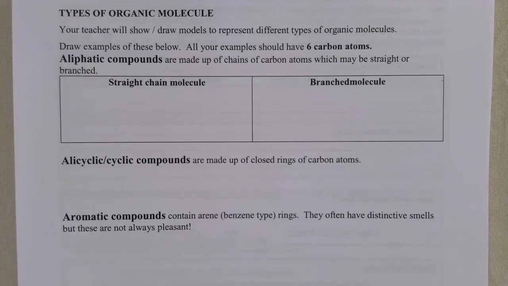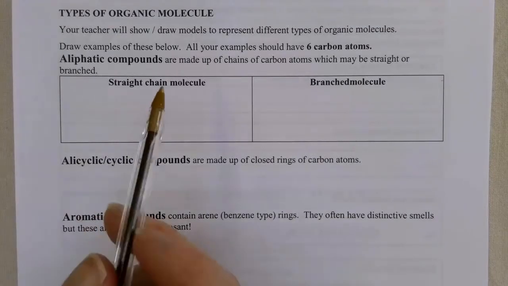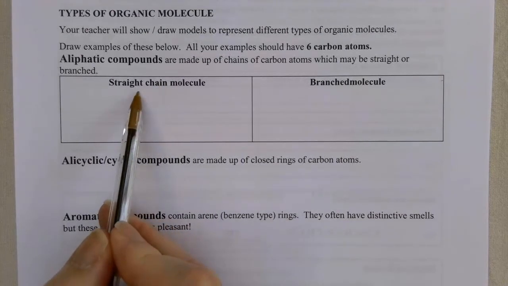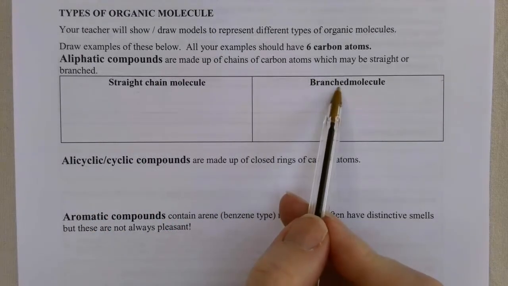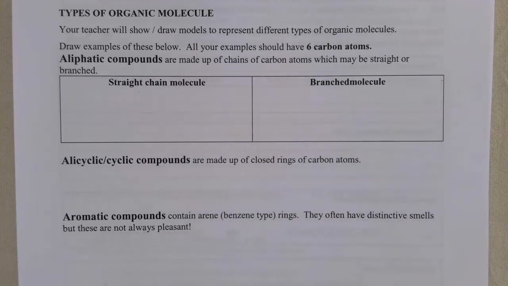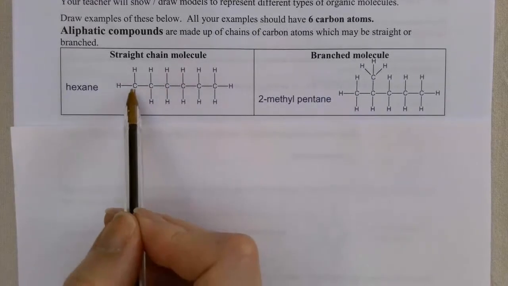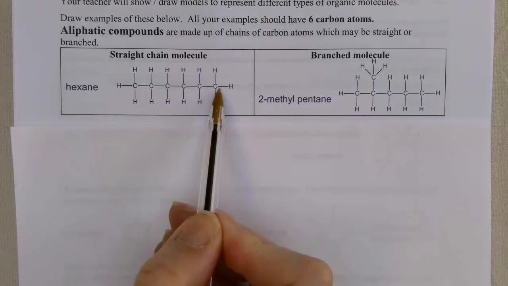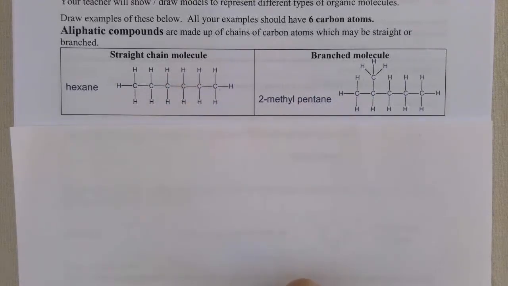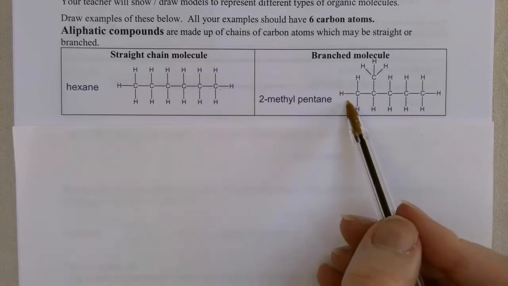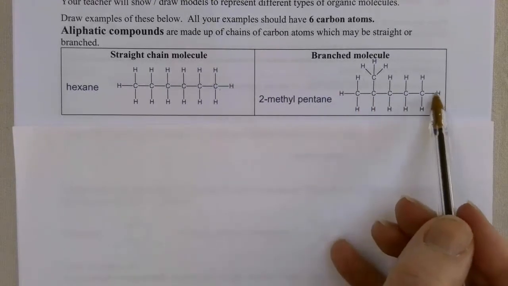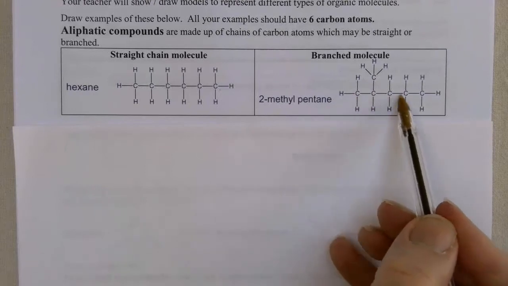So there are different types of organic molecules. The main type we have is straight-chained molecules and branched molecules. So a straight-chained molecule here, for example, hexane, there are no branches coming off the main carbon chain. Here, 2-methylpentane, we have a branch coming off the main chain.